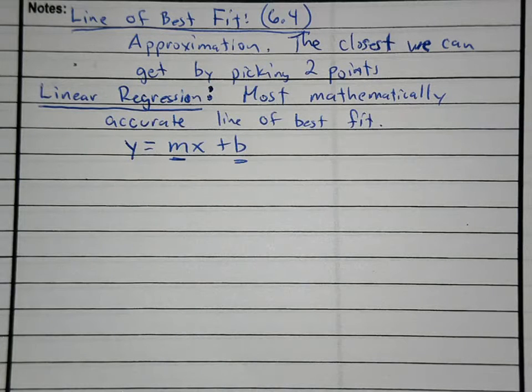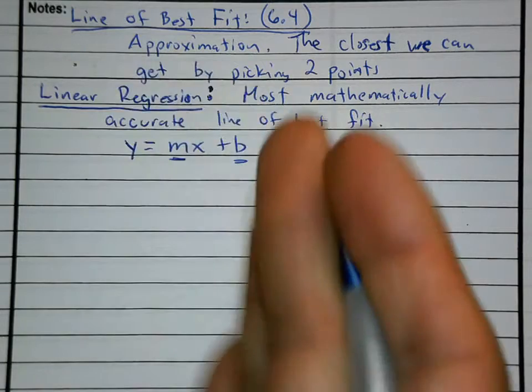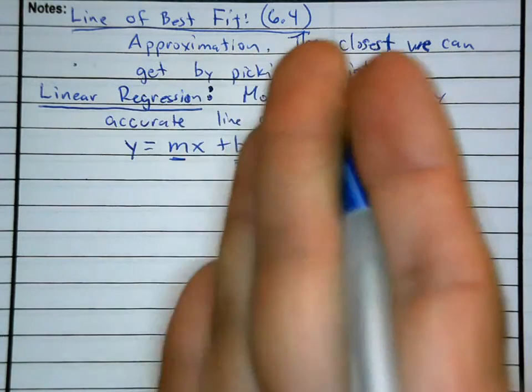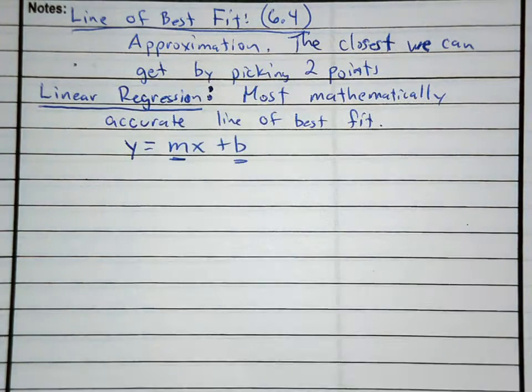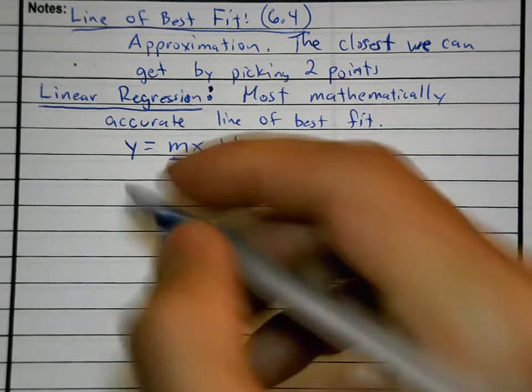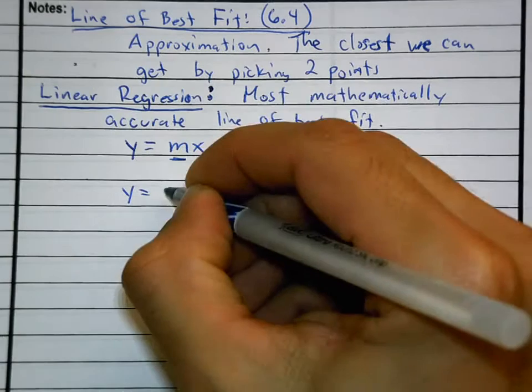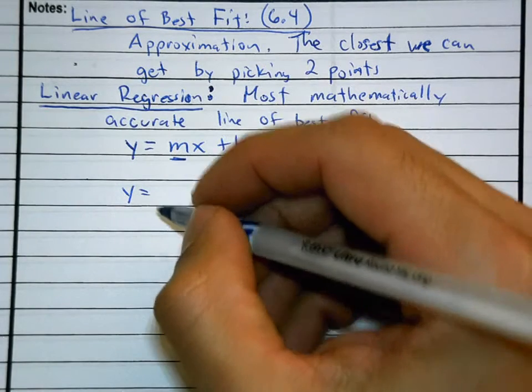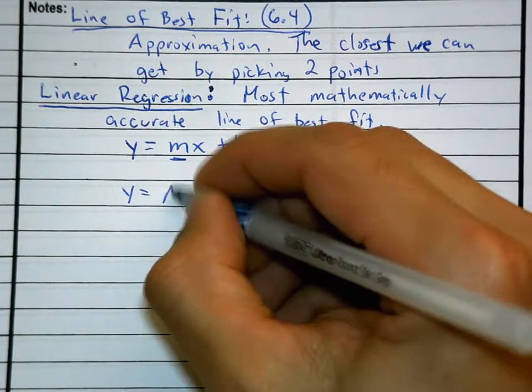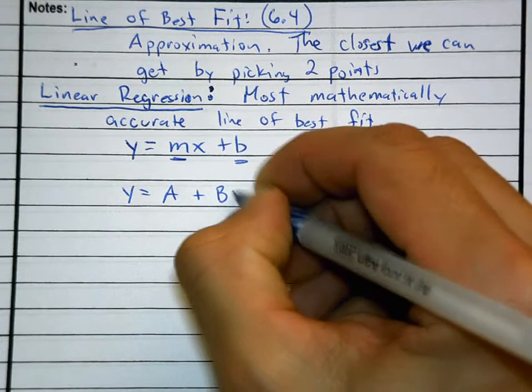So you are used to y equals mx plus b. You are used to the equation of line of best fit, you're finding a slope and a y-intercept, and that's what you're used to. Our calculators are going to do something slightly different. It looks like this. Y equals A plus BX.